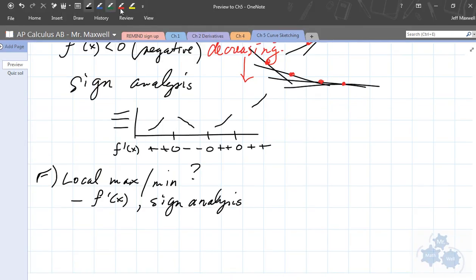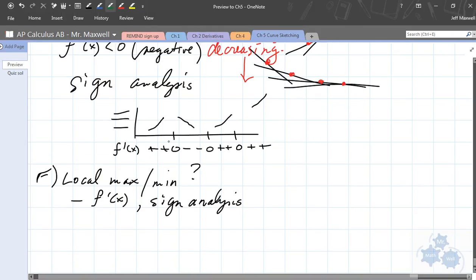If we go back up here, the sign analysis: it's positive here, it's negative here, and it's 0 here, so that's a local what? Max. Negative, 0, positive, that's a local min. Positive, 0, positive, that's neither. Remember, where the derivative changes sign, that's where we have a local max or min.